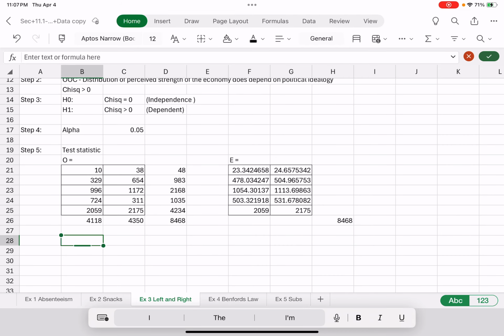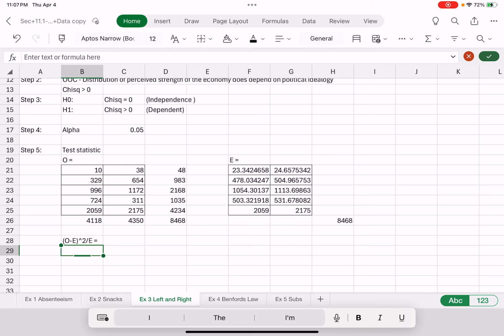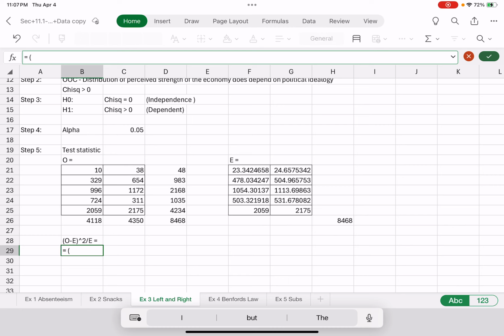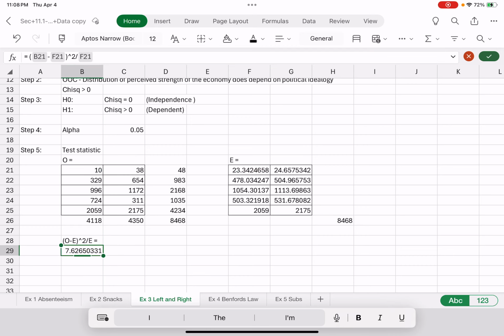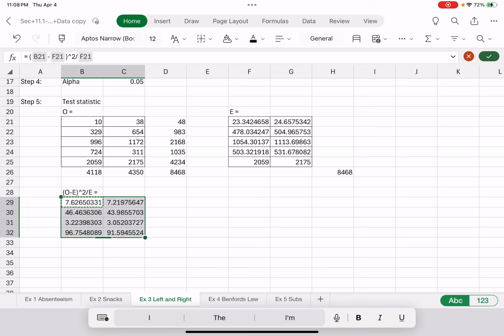All right, now over here is going to be (O minus E) squared over E. I'm going to go equals O minus E, squared, over E. Enter. There it is. Populate, whoops. Oh, okay. Command C. 4 columns, 2 rows, Command V, and there it is. So that's all those differences.